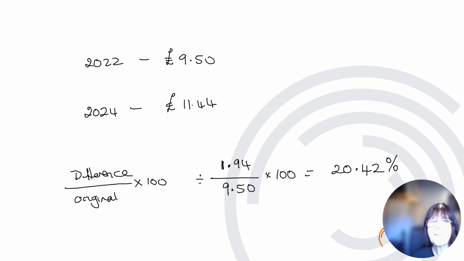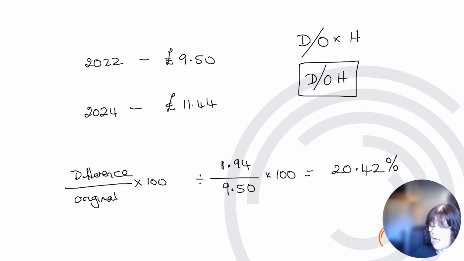Just a little memory aid here. When I talk about percentage change, it is the difference divided by the original times 100. And if you look at it like this, we can talk about Bart Simpson, who says that everything is dough. So to remember percentage change, remember Bart Simpson and everything is dough.